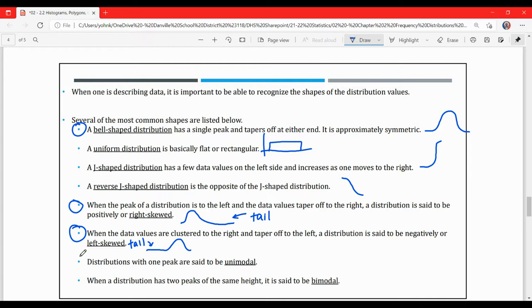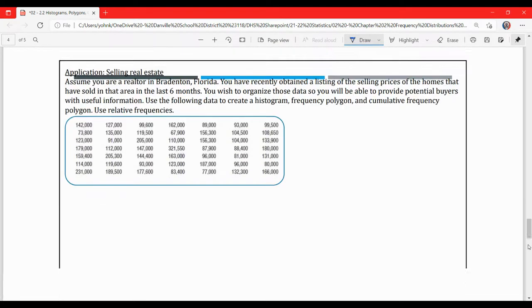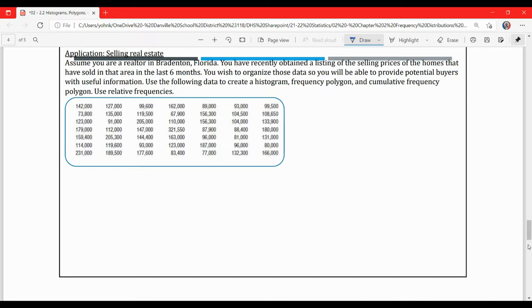Distributions with one peak are said to be unimodal. So this very first one that I drew here is a symmetric bell curve, and it's unimodal. So we could just put unimodal. Oh, that's pretty bad. It should go down farther. You get the idea. Okay, now I made it worse. The last one, when a distribution has two peaks of the same height, it's said to be bimodal. So if I graph it and it looks like this, that's bimodal. So these are different ways that you can describe a distribution.